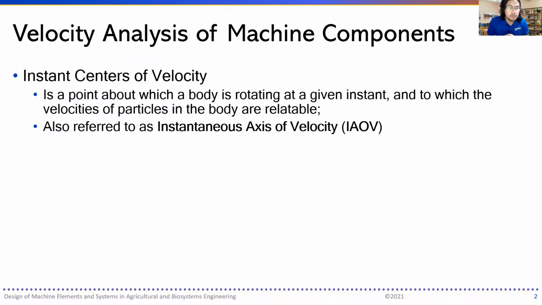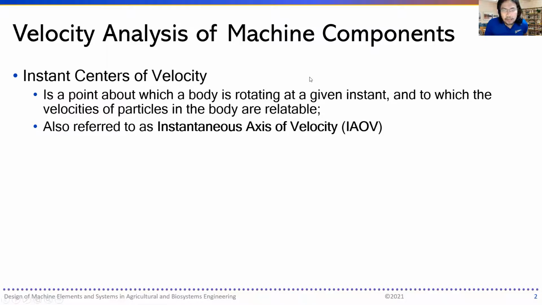There's this definition for the instant center of velocity, and it is a point about which a body is rotating at a given instant, and to which the velocities of the particles or points in the body are relatable. Why? Because they are one body. They form one link. So in one link, the various points or the particles of that link, which is a body, would be revolving around a certain center of velocity.